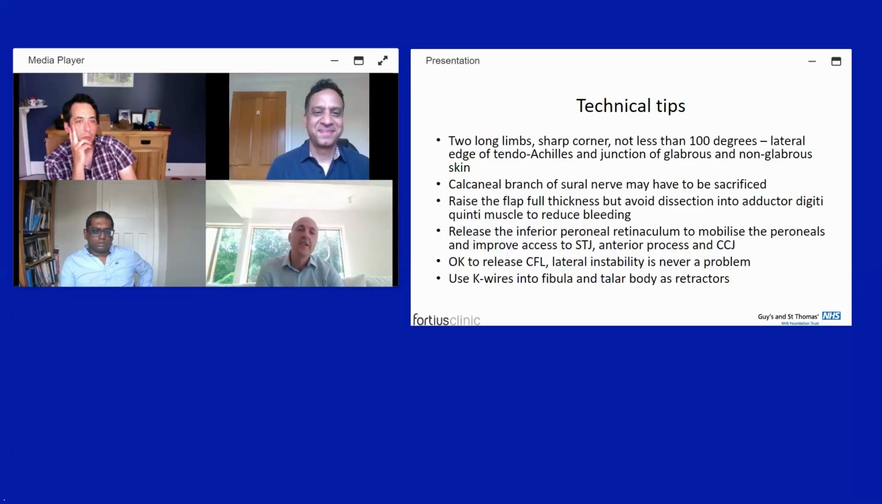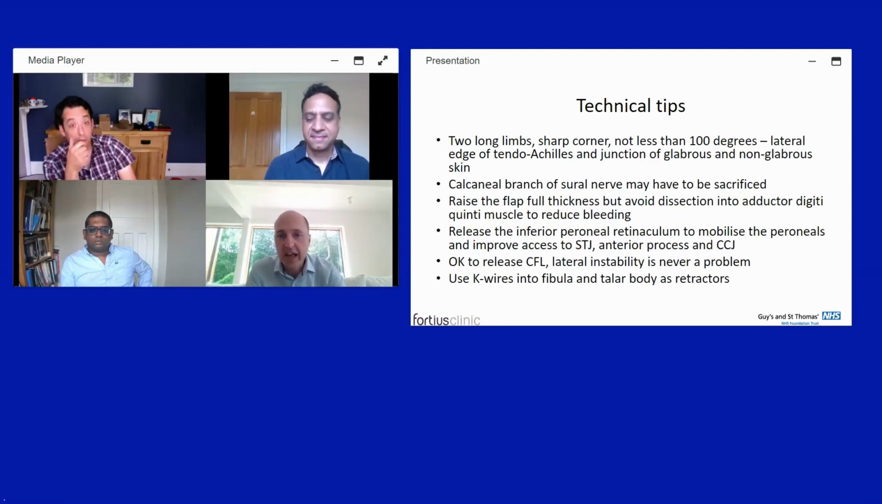In terms of technical tips, I pretty much follow the original surgical technique with one or two slight modifications. I tend to do two long limbs with a sharp corner of not less than 100 degrees, so an open angle there. I start the incision on the lateral edge of the tendo Achilles and then go down to the junction of the glabrous and non-glabrous skin.